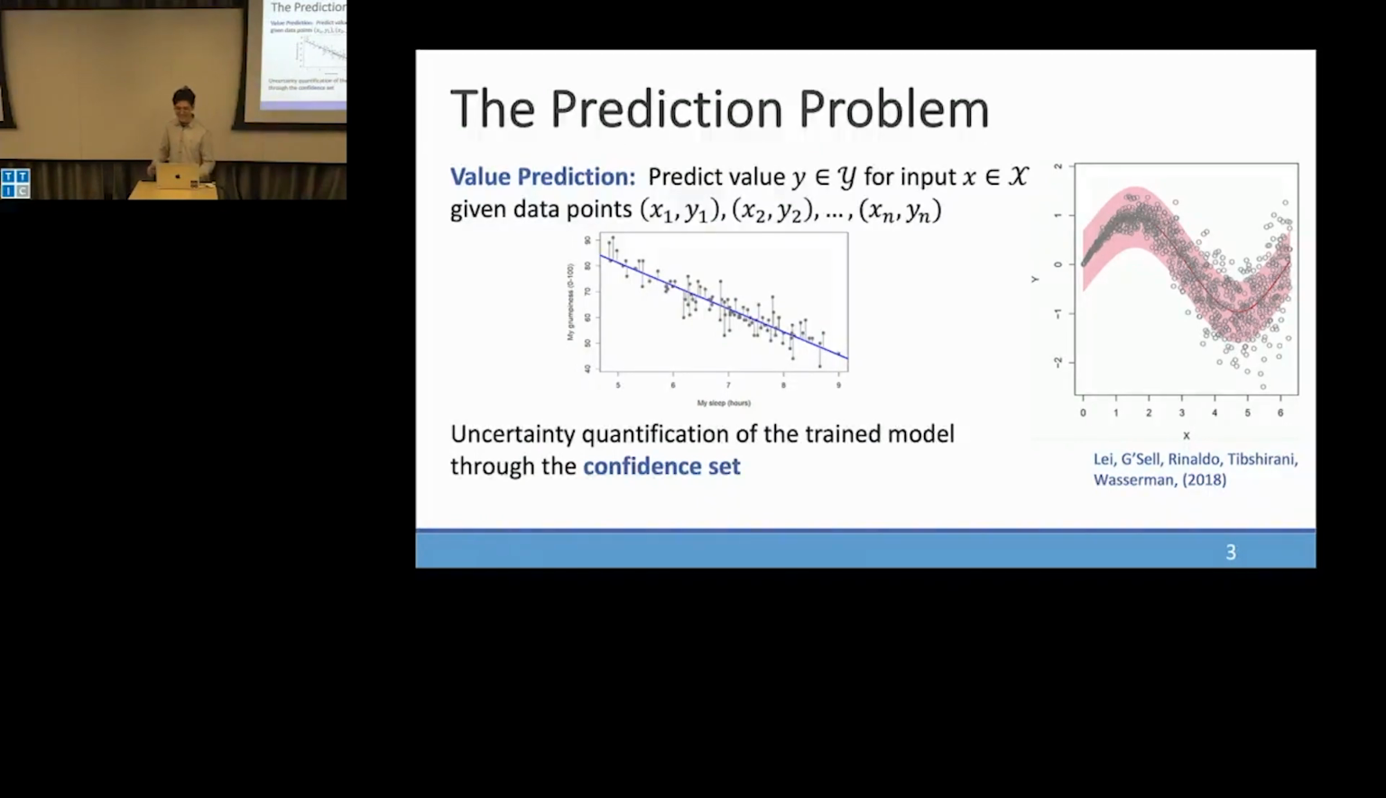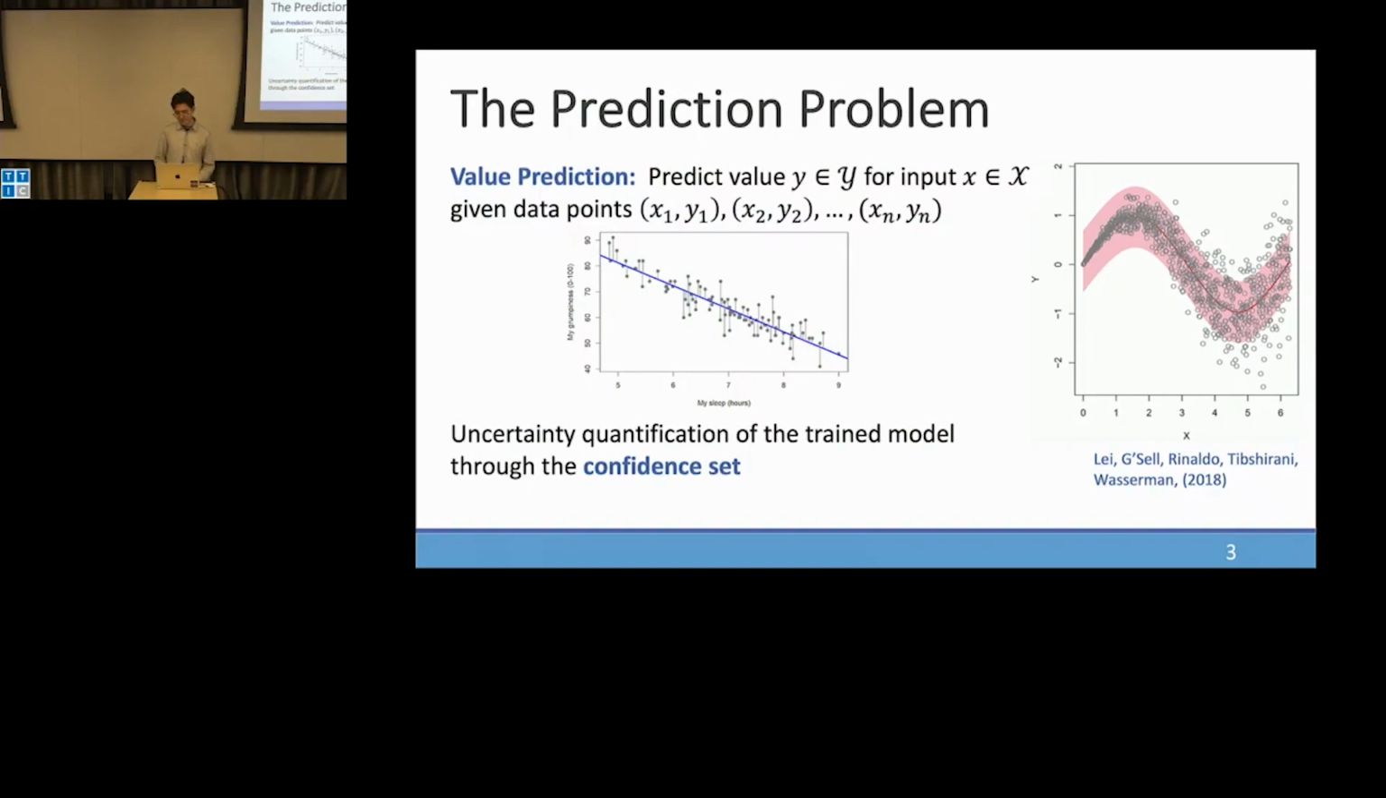I just randomly searched for a linear regression figure here, which shows your grumpiness correlated with your sleep hours. But as we can see from this figure, the predicted value alone doesn't tell us anything about your confidence or your uncertainty about the trained model. In reality, how do we interpret this value? How close is it to the true value y?